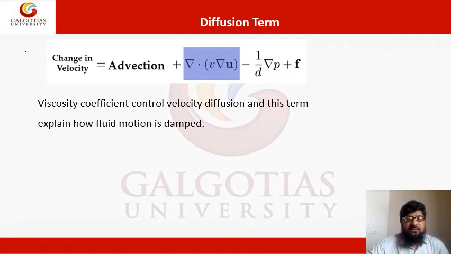The next term is viscous diffusion. If the properties are constant, we can take this nu outside of the derivatives, the del operator, and it becomes nu del square U, where U is the velocity vector. This controls the velocity diffusion, and this term explains how the fluid motions and disturbances are damped.